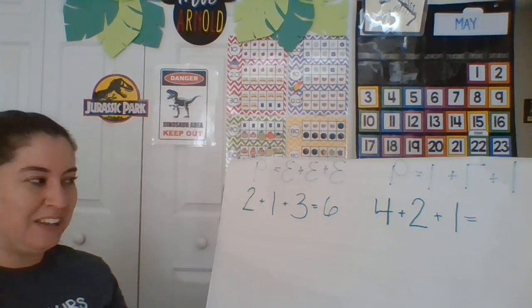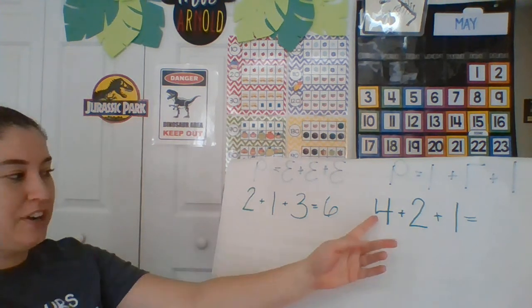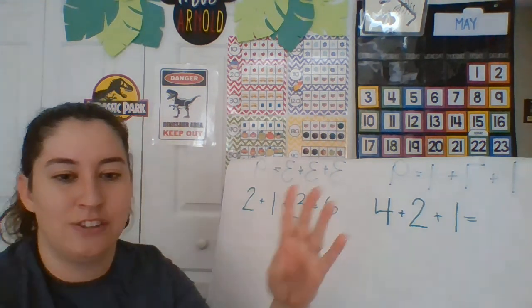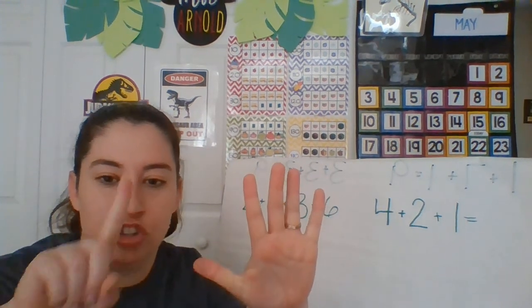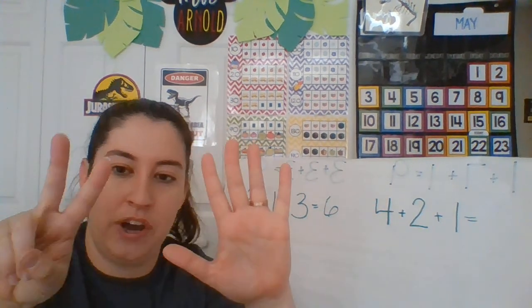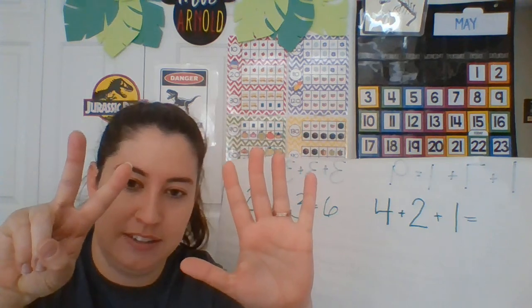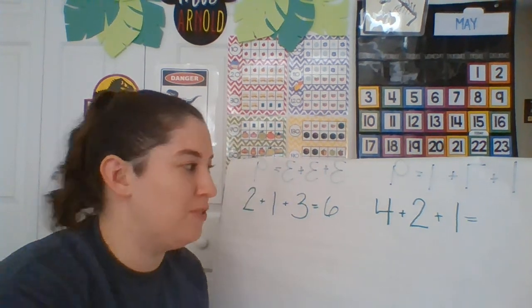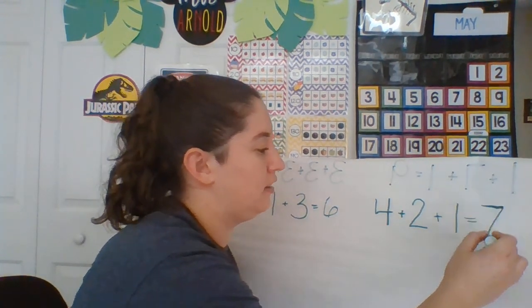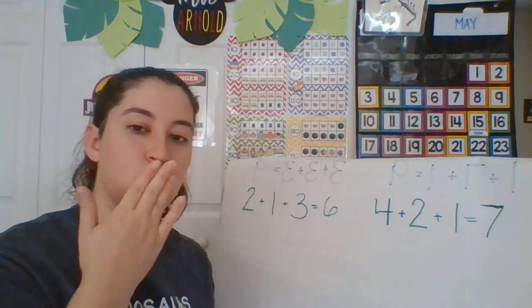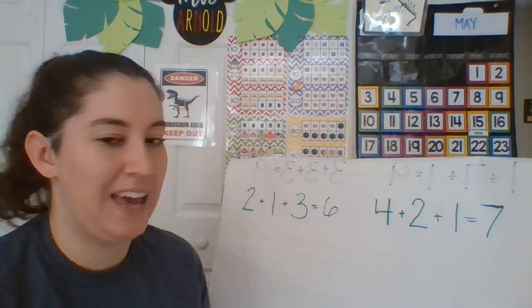Okay, here we go. We started with 4. We add 2 more. 1, 2. And we add 1 more to get 7. If you got a 7, kiss your brain. Okay, here's our next one.